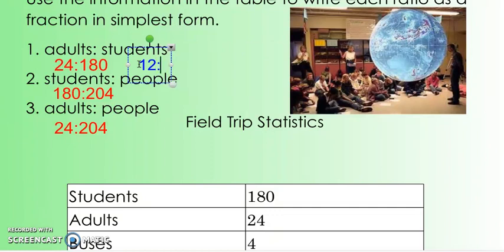Well, we would get down to 12 to 90. Now, is that in simplest form? Is there a number that goes into both of them? Yeah, 2 again. So let's try 2. If I divide 12 by 2, I get 6. And 90 divided by 2, I get 45. Now, is there any number that goes into both of them?